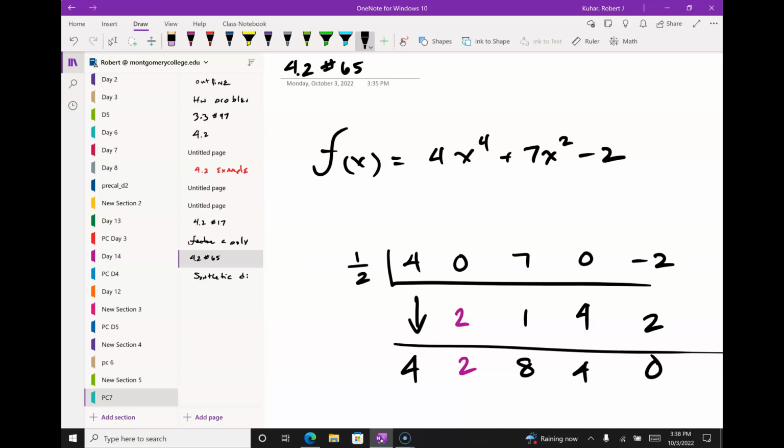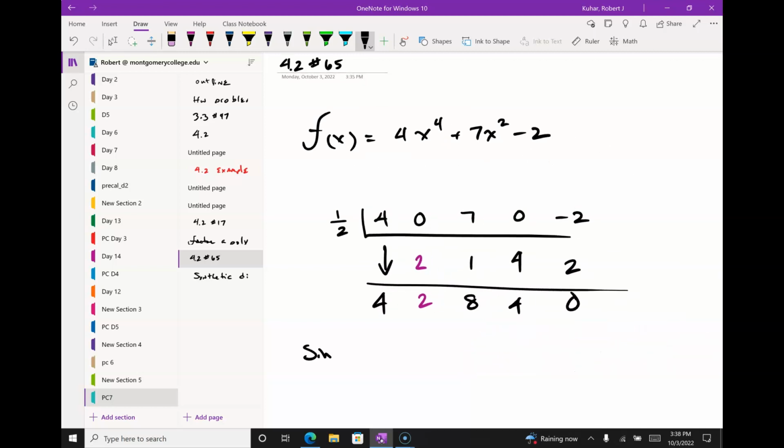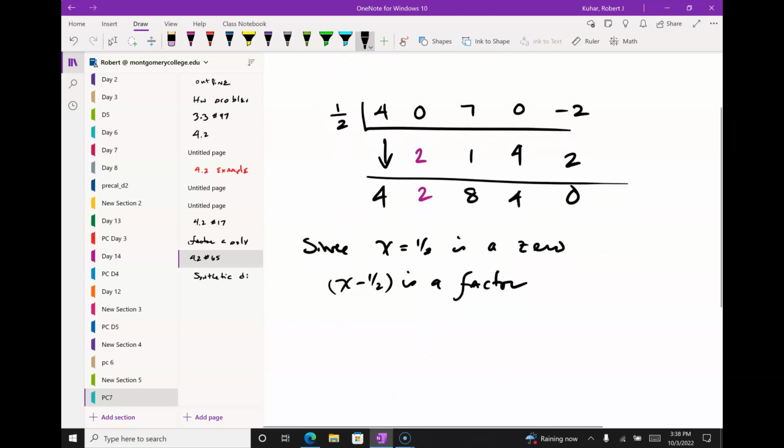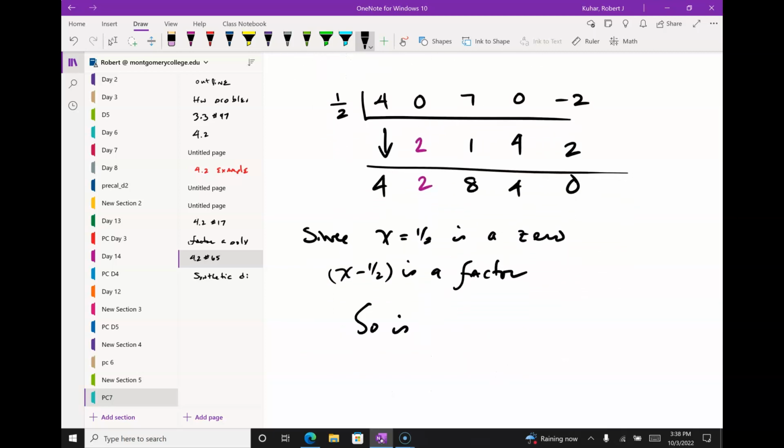That's the whole theorem. If you get a 0 for your remainder, you found a factor. Since x equals 1/2 is a 0, x minus 1/2 is a factor. So is, remember, I started with x to the 4th: 4x cubed plus 2x squared plus 8x plus 4.